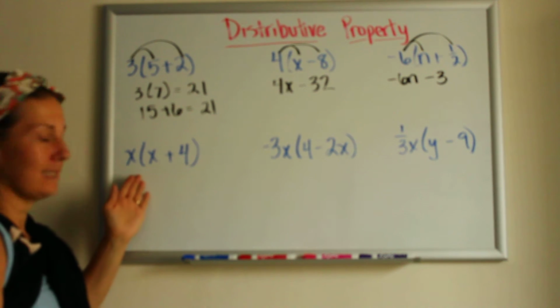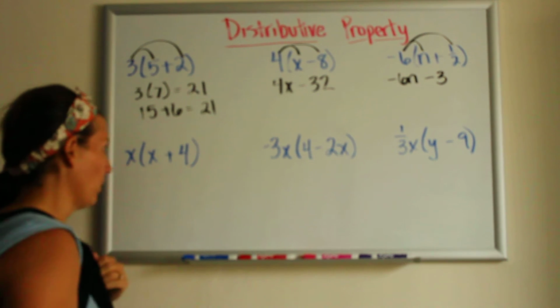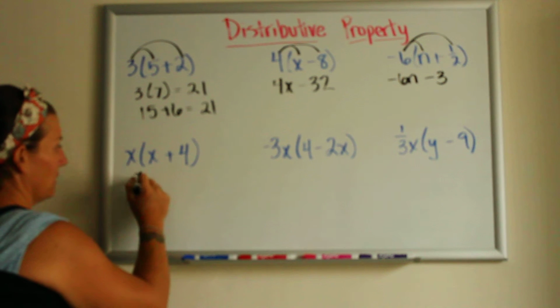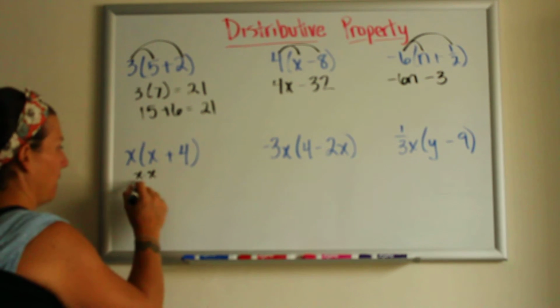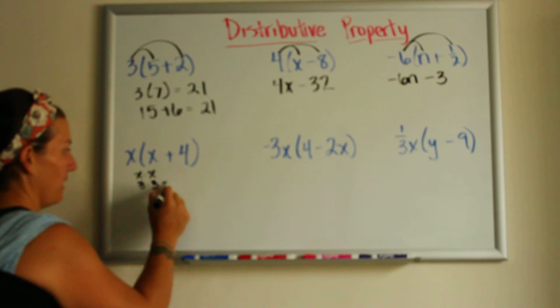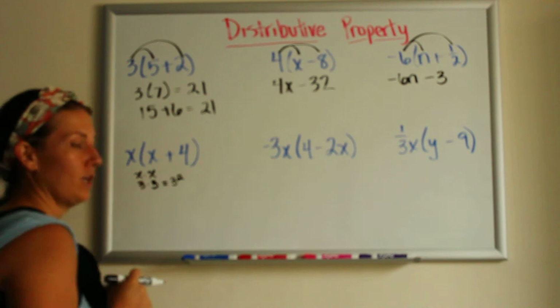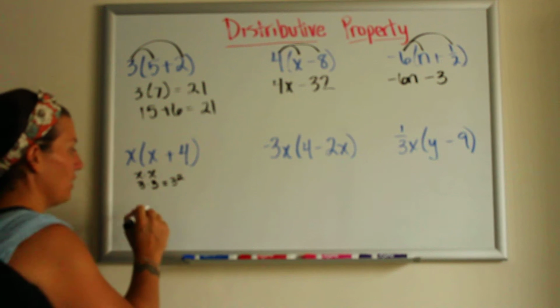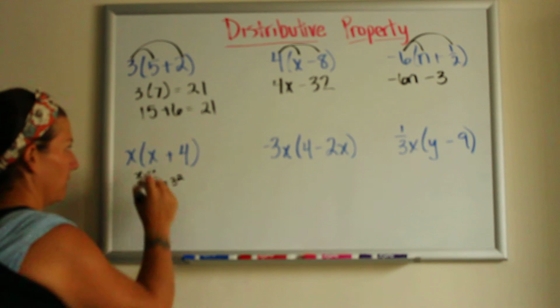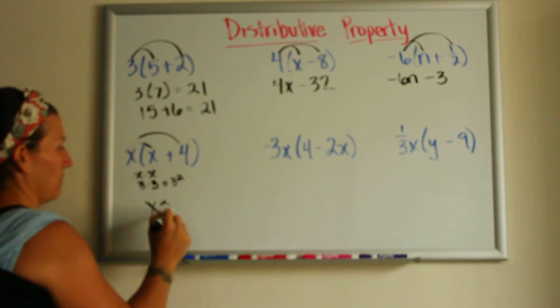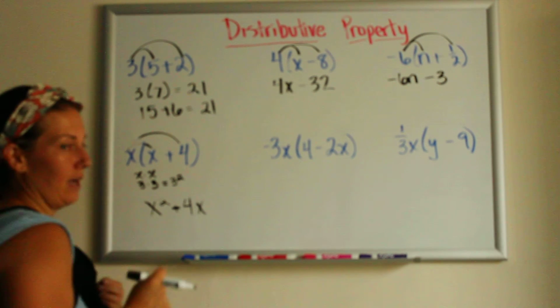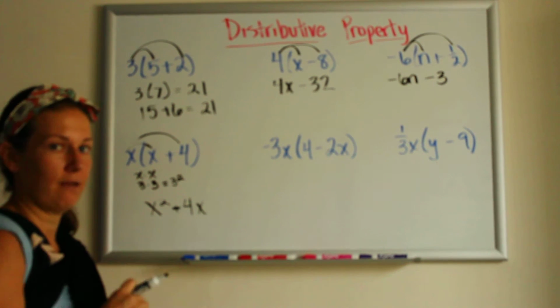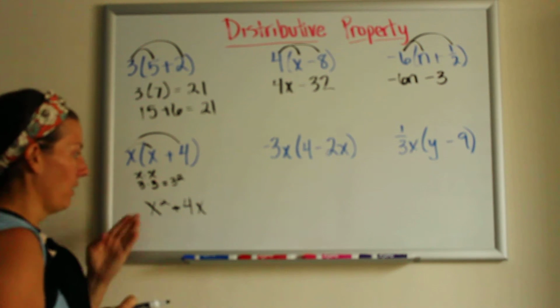Here we have x times the quantity of x plus 4. When I multiply x times x, think of it as a number, and if I had, for example, 3 times 3, that would be 3 squared. So if you multiply x times x, you get x squared. And then multiply x times 4, and you're going to get 4x. These are not like terms because they do not have the same variable raised to the same power, so that's simplest form.